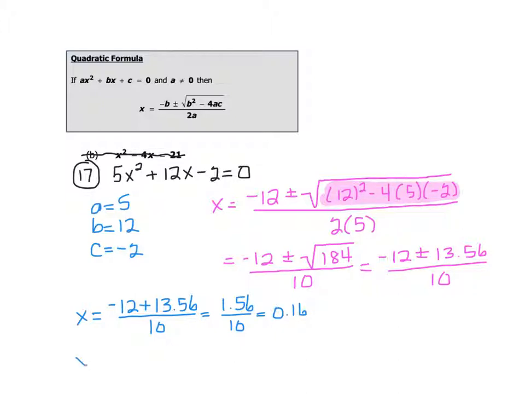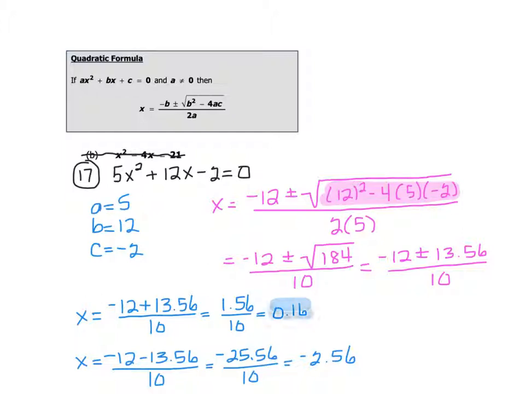Now for my next answer, I'm going to do the same thing, but I'm going to do the minus out of the plus-minus. So this is negative 12 minus 13.56 over 10 equals negative 25.56, and that's divided by 10, negative 2.56. And you can see that this will be one of your answers, and 0.16 will be the other of your answers.